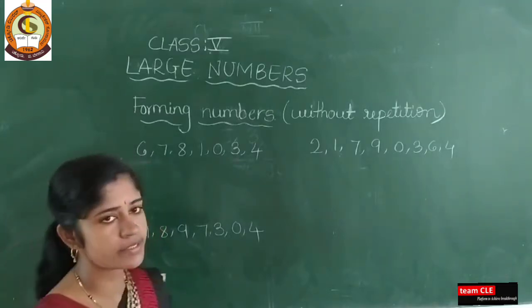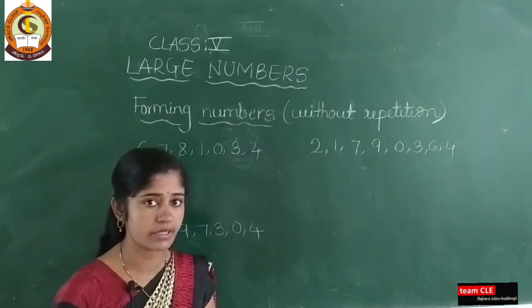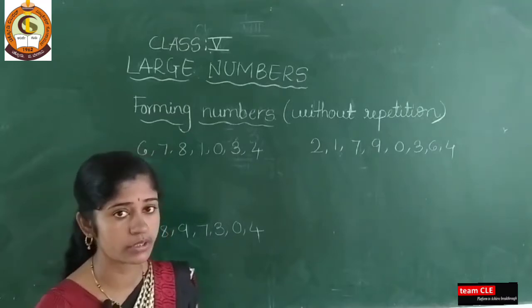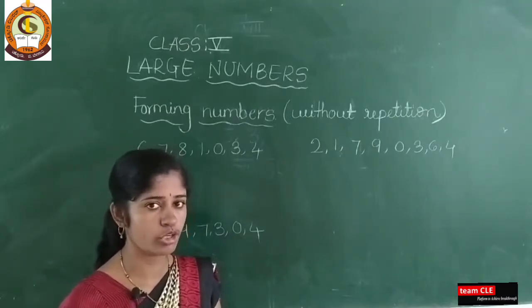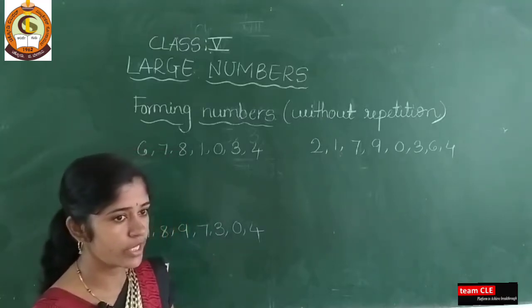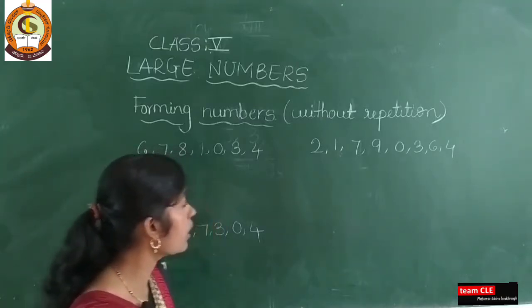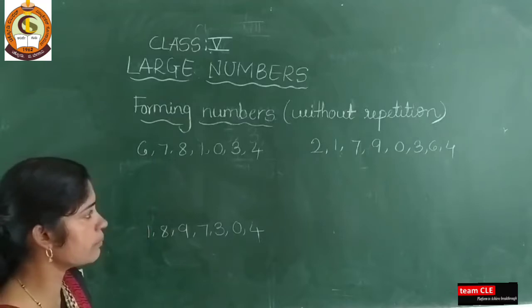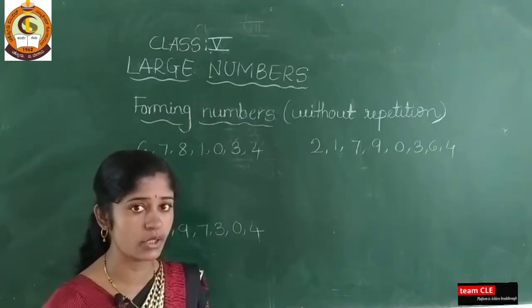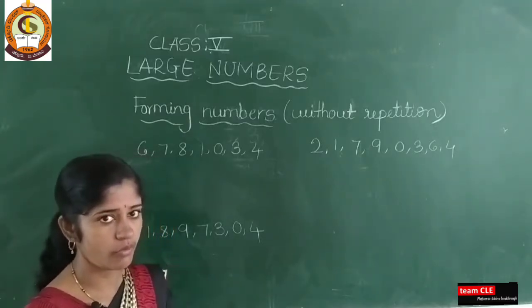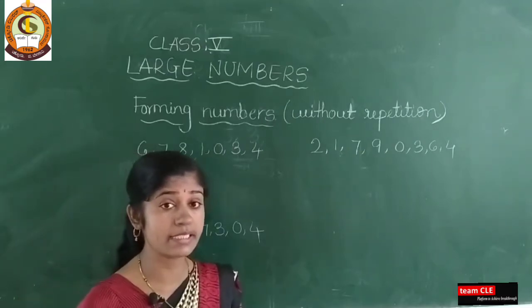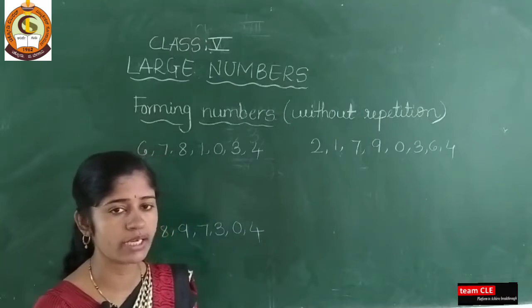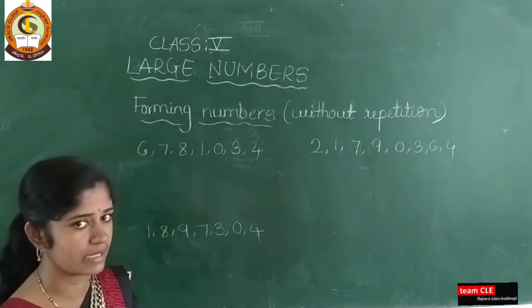Already you know we are discussing about large numbers. In previous videos you learnt ascending and descending order of the number and how to compare the numbers. In today's class you are going to learn how to form the numbers by given digits without repetition. You have to form the greatest 6 digit and 7 digit numbers. Already you know we are discussing about 7 and 8 digit numbers.